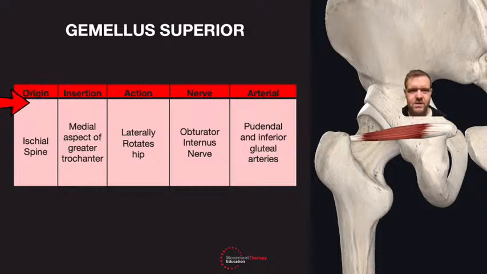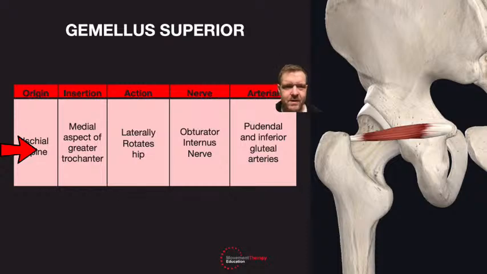Okay, so the origin is the ischial spine, and if you remember that from a couple of weeks ago, do you remember the greater sciatic notch and then the lesser, and then in between there was this sticky out bit there? That's called the ischial spine, and that's where your gemelli muscles attach. Okay, so from there onto your greater trochanter. So this is on the back of the pelvis.